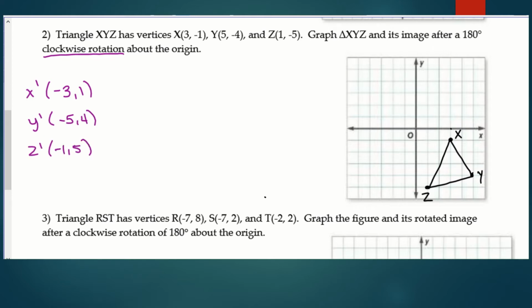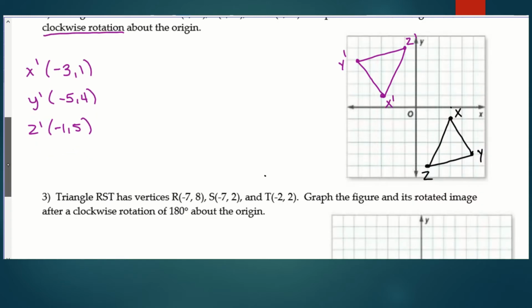Awesome. Let's graph these. Okay, so -3, 1, 2, 3, +1. Here's X prime. -5, 1, 2, 3, 4, 5, 1, 2, 3, 4. This is Y prime. And -1, 1, 2, 3, 4, 5 is Z prime. And I'm going to connect these points again. I apologize for my lines not being super straight, but hopefully you guys get the idea. All right, so rotated 180 degrees clockwise. We did it.